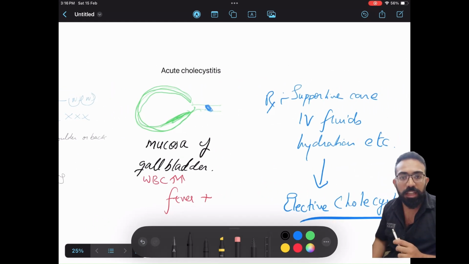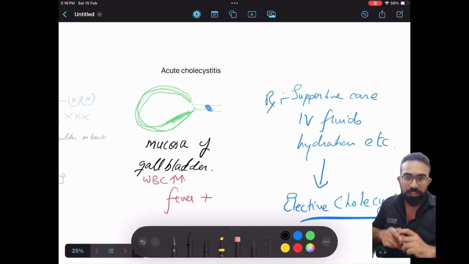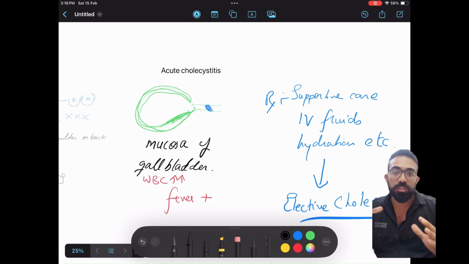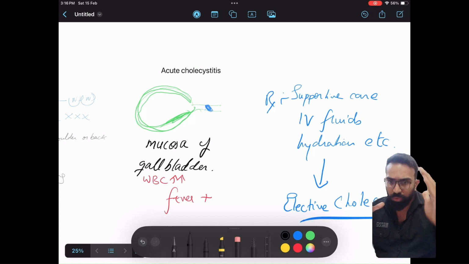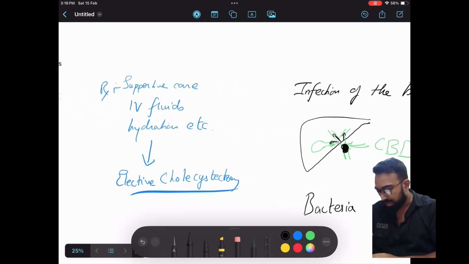Increase the severity. Acute cholecystitis. Now there is obstruction of the cystic duct. Because of this obstruction, there is inflammation of the mucosa of the gallbladder. Still, it is not a sure shot infection of the biliary tree. Now we are increasing the severity.